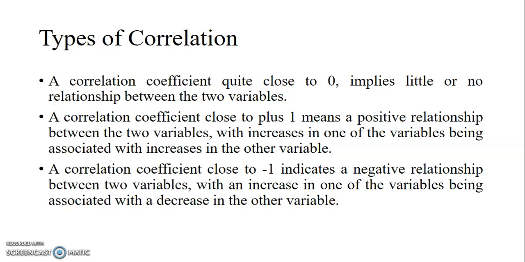The second type is positive correlation. A correlation coefficient close to +1 means a positive relationship between the two variables, with an increase in one variable being associated with an increase in the other variable. Then the third type is negative correlation. A correlation coefficient close to -1 indicates a negative relationship between two variables. Here, an increase in one variable is associated with a decrease in the other variable.